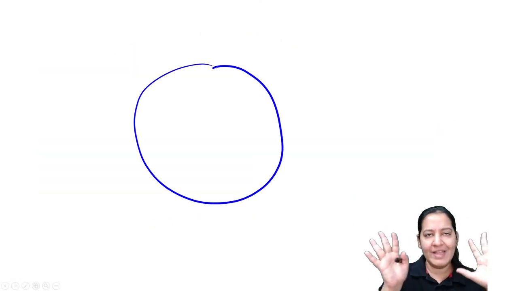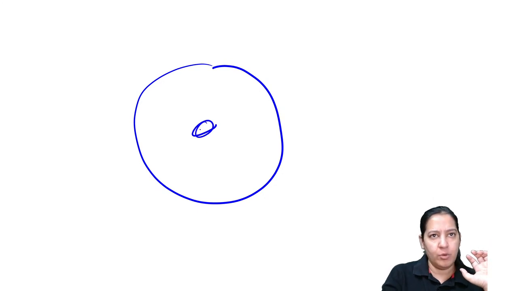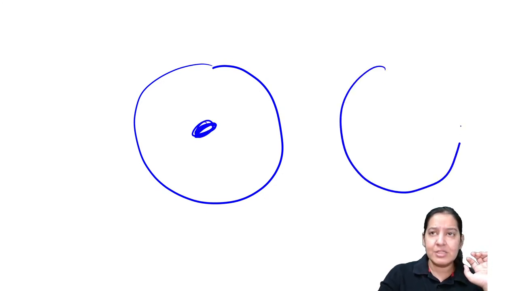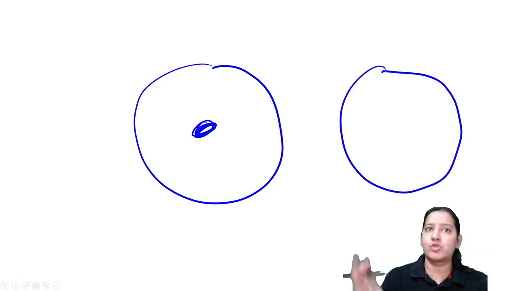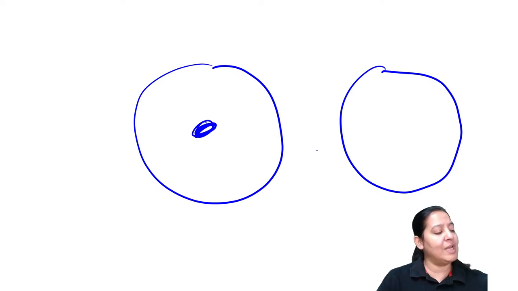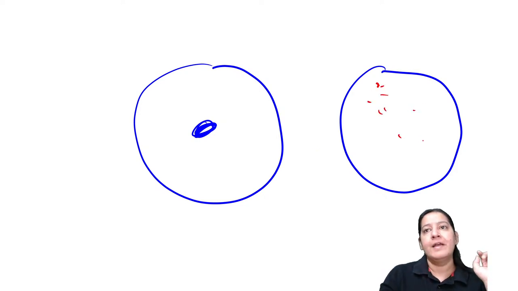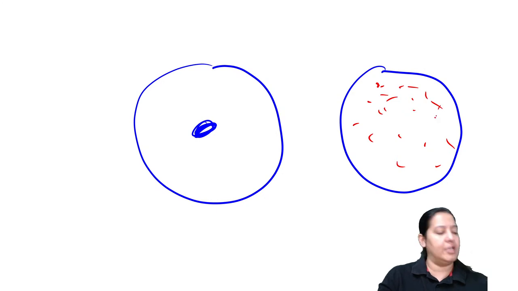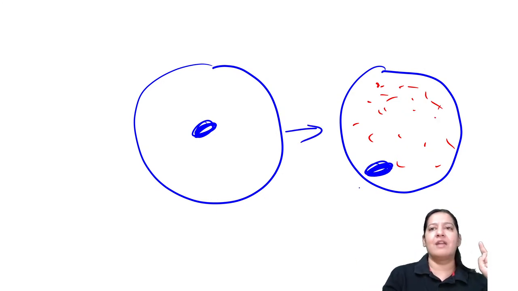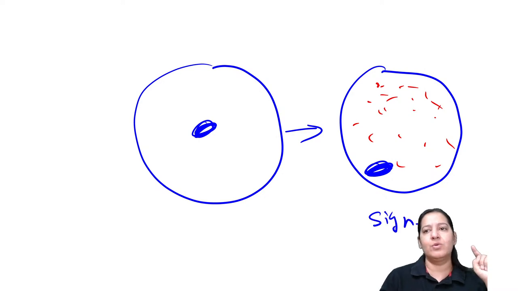So this is a tumor cell. Normally, the nucleus occurs at the center. But in this tumor cell, mucin production is too much. The excessive mucin production in the tumor cell is shifting the nucleus to the periphery. So this converted into a signet ring. This is known as a signet ring cell, a signet ring tumor cell.